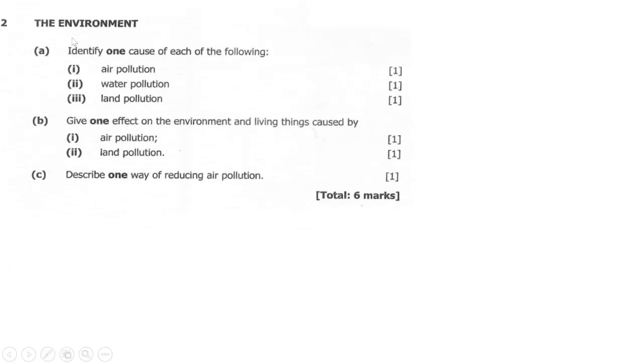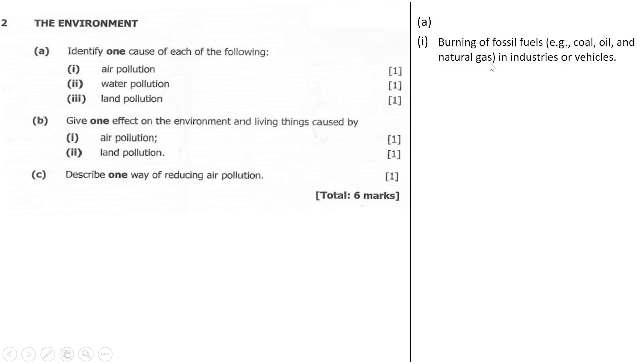Question 2 coming from the environment. Question A says identify one cause of each of the following. Roman numeral 1, air pollution. Okay, so let's put here. So Roman numeral 1, what is one of the causes of air pollution? We are saying burning of fossil fuels, e.g. coal, oil, and natural gas in industries or vehicles. So burning of fossil fuels like coal, oil, and natural gas in industries or vehicles can cause air pollution.